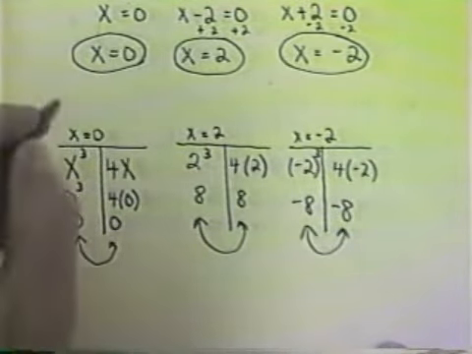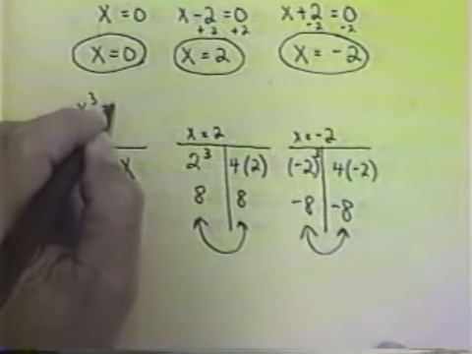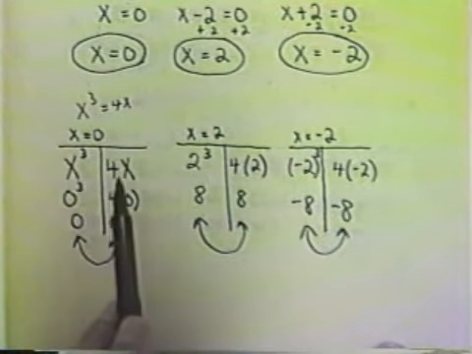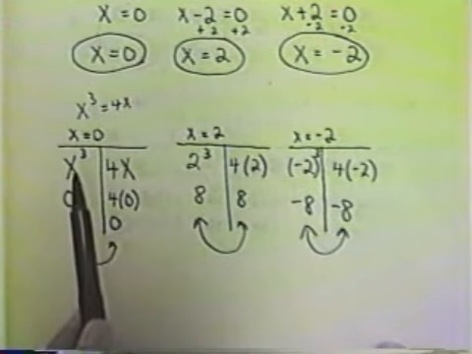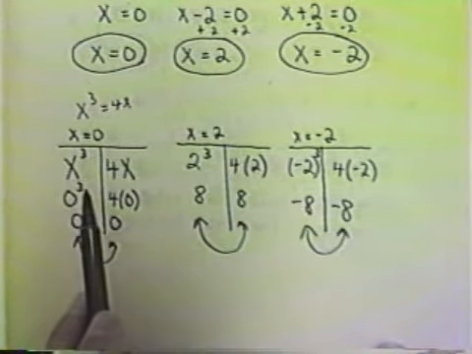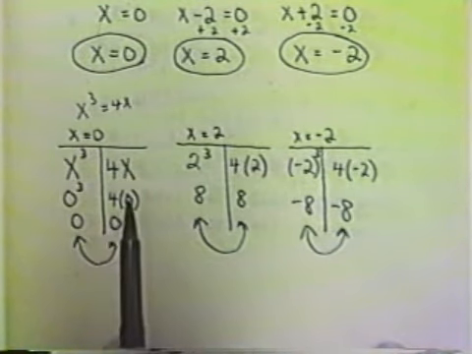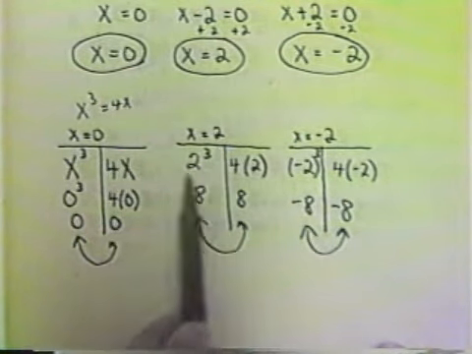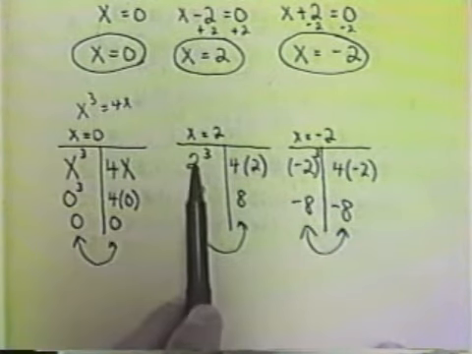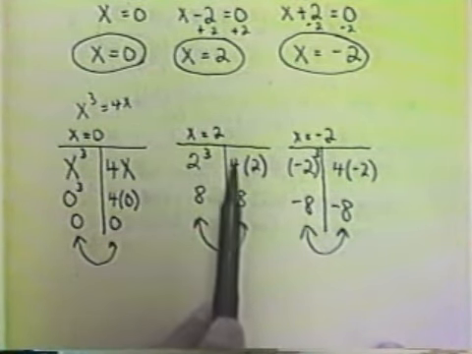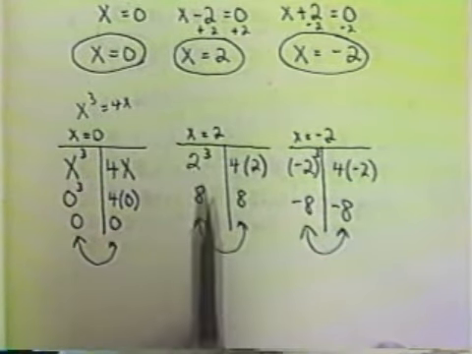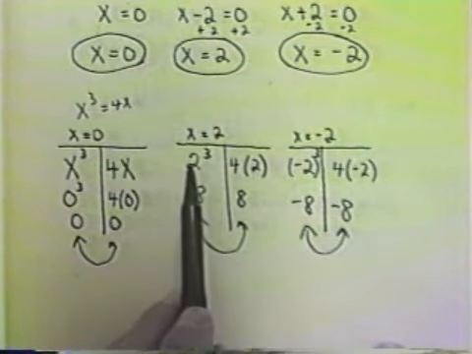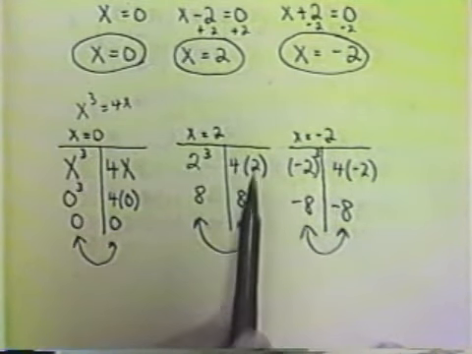Now the equation, remember, is x cubed is equal to 4x. So on the left side I have x cubed, on the right side I have 4x. Replacing x by 0, I have 0 cubed, which is 0. I have 4 times 0, which is 0. So we see that 0 checks. Now I'm going to replace x by 2. In place of x, I put 2, so I have 2 cubed on the left. I have 4 times 2 on the right. 2 cubed is 8. 2 times 2 times 2. 4 times 2 is 8.